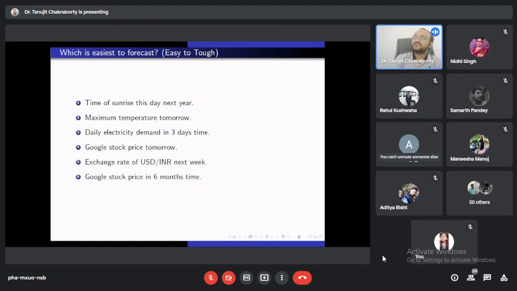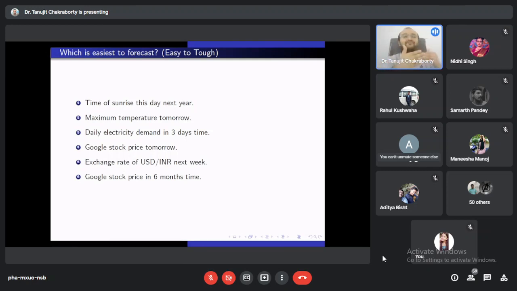Now, the next question would be, what is easy and what is tough to forecast? I have ranked all these different forecasting problems in such a way that you can understand. If I ask you, time of sunshine this day next year, at what time there will be sunshine in your place? You may tell, like, if this is winter, it will be around 5 to 6. You are going to be correct anyway, right? If you are living in the Middle East, it would be around 6 to 7. If you are living in Europe, it would be around maybe 4 to 5, or 4 to 6, something like that.